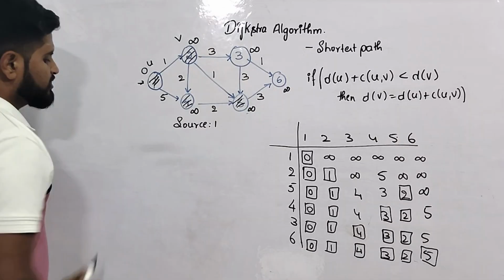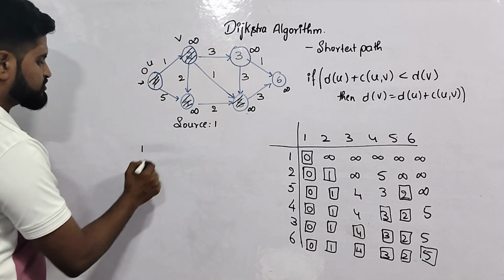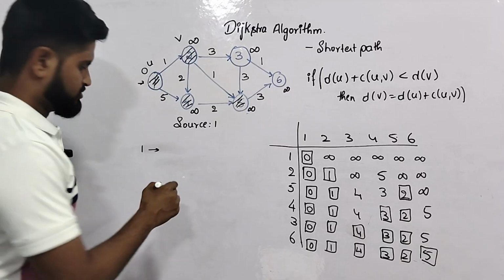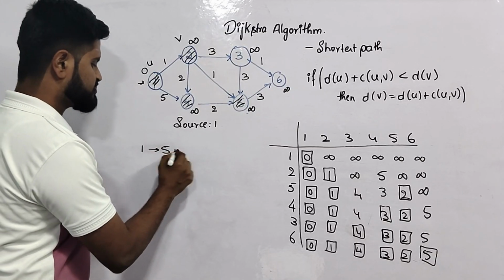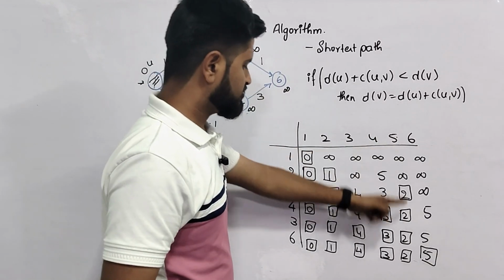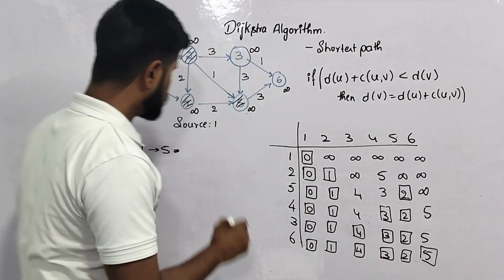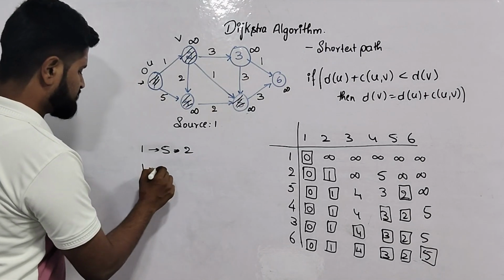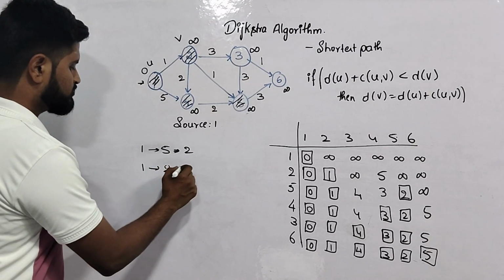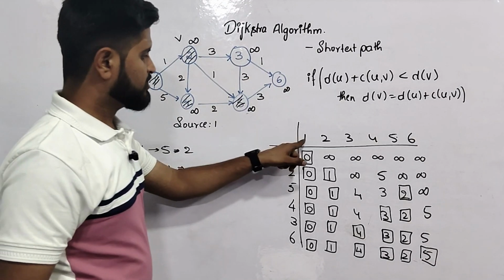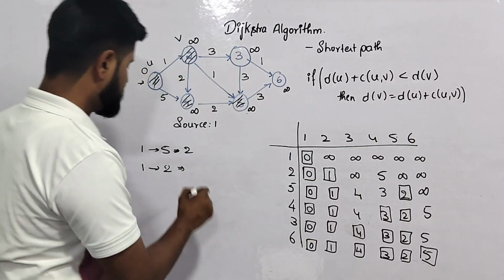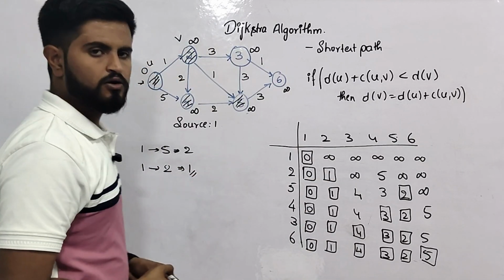For example, if I want the shortest distance from the source node 1 to the 5th node, what will be the shortest path cost? Fifth node. See its column and come down. What is the value? 2. If I want to move from the source node 1 to 2, what will be the least cost? So 1 to 2, it will be 1. Like this you can find for all of them.